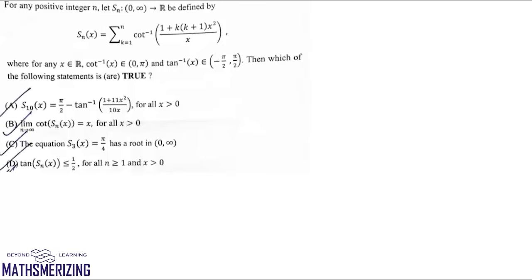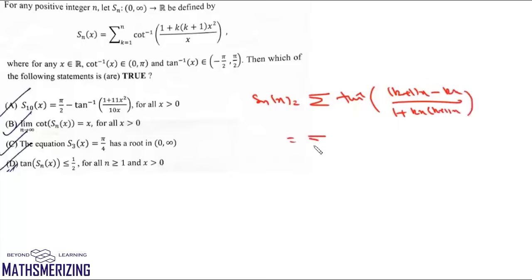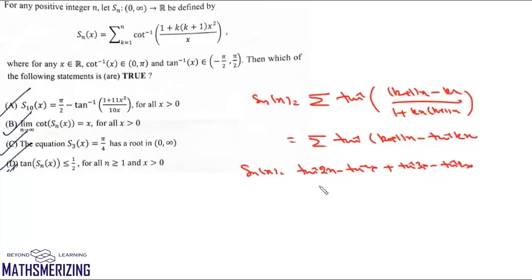Now the next question is a very standard question. We can write this S_n(x) as this summation tan inverse of ((k plus 1)x minus kx) upon (1 plus kx into (k plus 1)x), which is this summation tan inverse (k plus 1)x minus tan inverse of kx. Now we put the values of this summation, and it starts from 1, so it will be tan inverse 2x minus tan inverse x plus tan inverse 3x minus tan inverse 2x, and finally it will go up to tan inverse (n plus 1)x minus tan inverse nx.